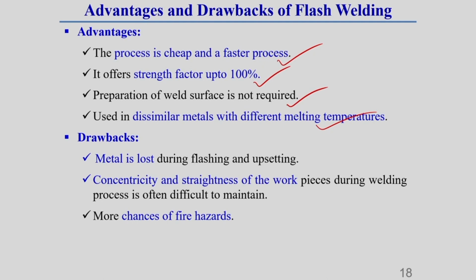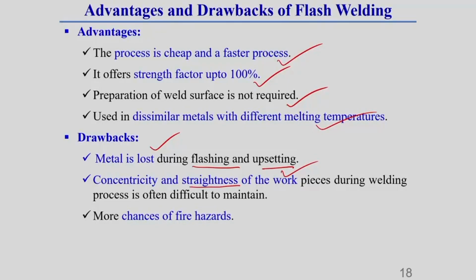It has some drawbacks, like metal is lost during flashing and offsetting. Due to the flashing or arcing of the faying surface, there can be metal loss. Concentricity and straightness of the workpiece during the welding process are often difficult to maintain. This is another important parameter, because during offsetting time there can be misalignment, as some overheating takes place. If overheating occurs, then the material becomes soft enough, so there can be chances of bending of that region.